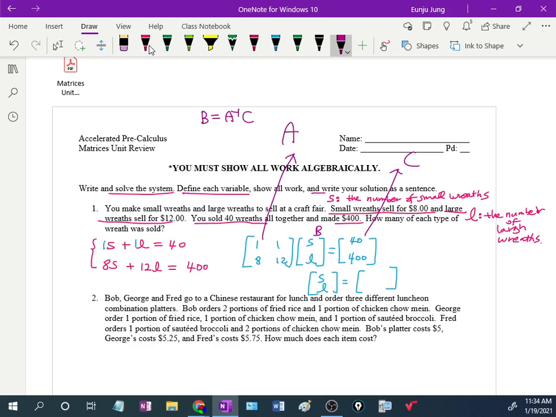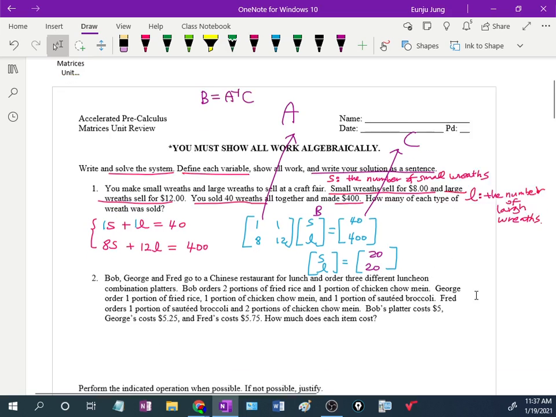Write your final solution as a sentence: the number of small wreaths is blank, and the number of large wreaths is blank. Make sense? Let me pause and wait until you finish the answer. All right, so we have 20 and 20, and you write this as your sentence: the number of small wreaths is 20, and the number of large wreaths is 20. So that's it.